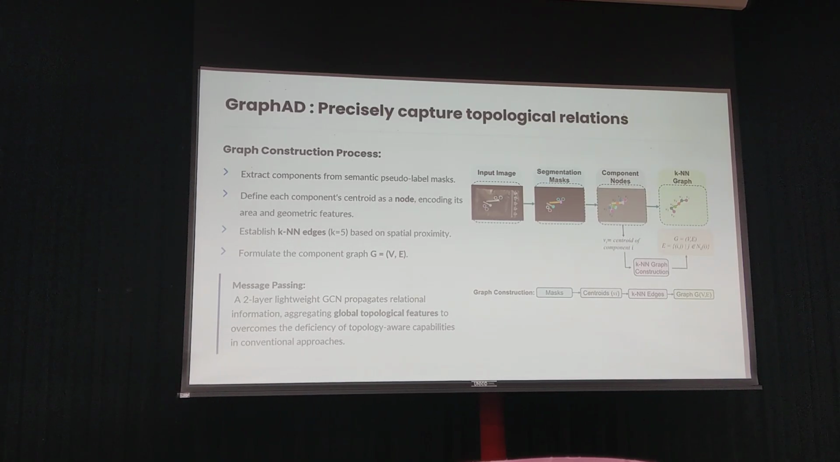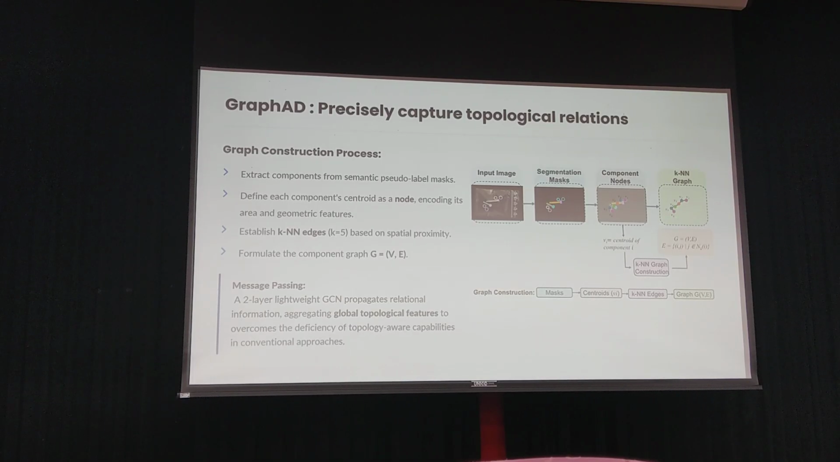Now I will explain graph AD a bit more. The main goal of graph AD is to explicitly model relationships between components. First, I extract components from the components master. Each component becomes a node in a graph. Then I use the history of each component to build a nearest neighbor's edge based on spatial proximity.